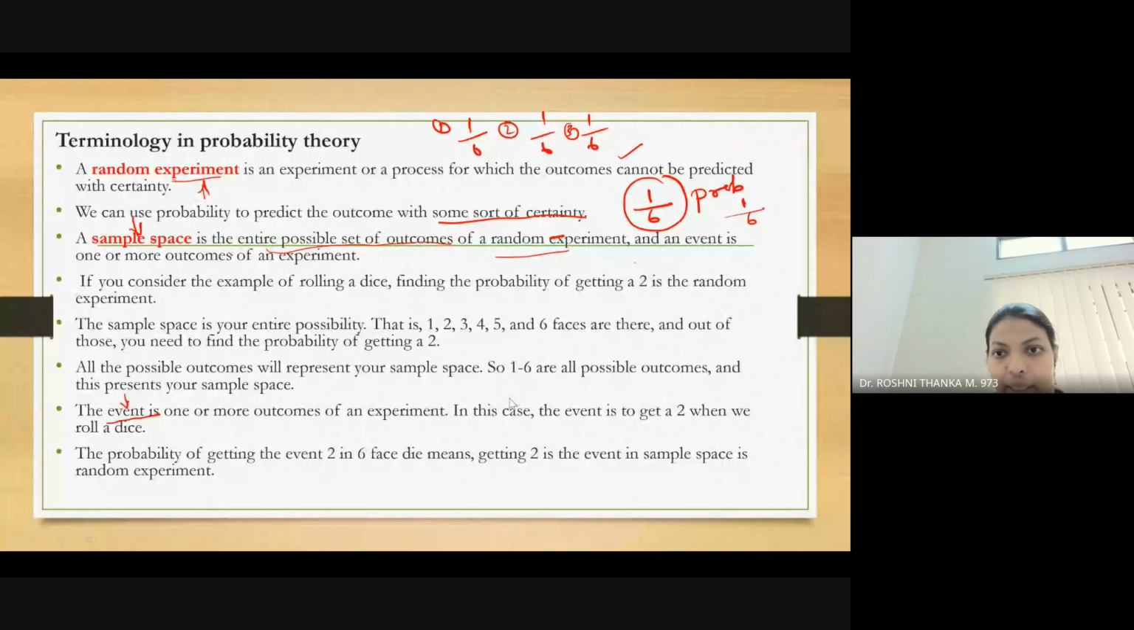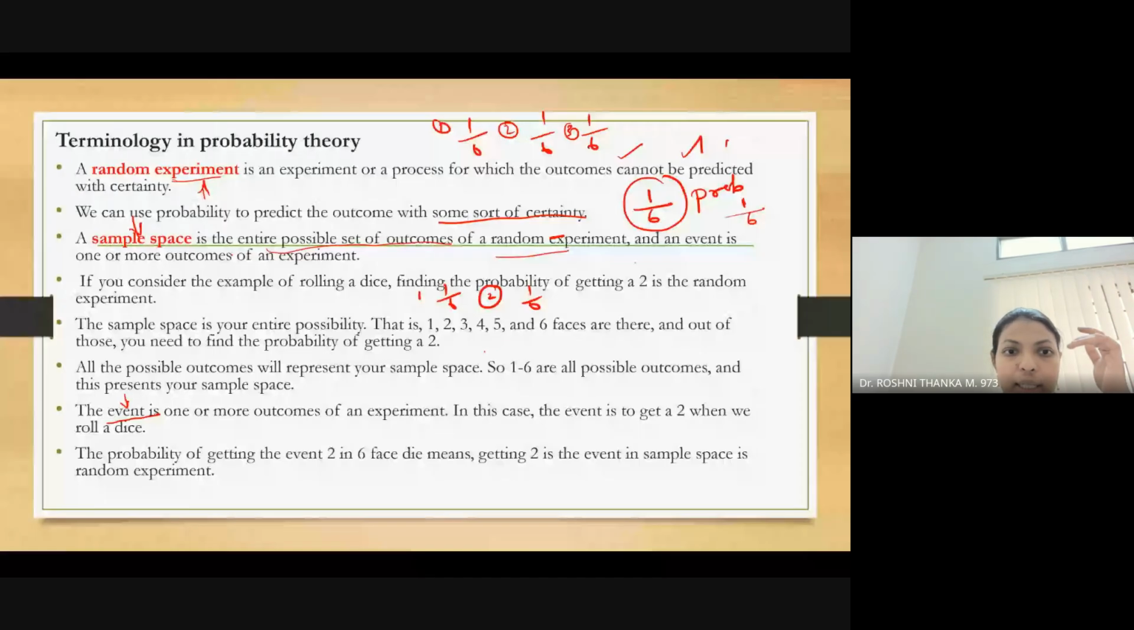So getting 1, for example: if I want to write, the probability of getting 1 is 1 by 6. Of getting 2 is 1 by 6. I am not certain about my outcome, that is the random experiment. Out of it, I get a certain possibility of getting a particular outcome. That is called the sample space.